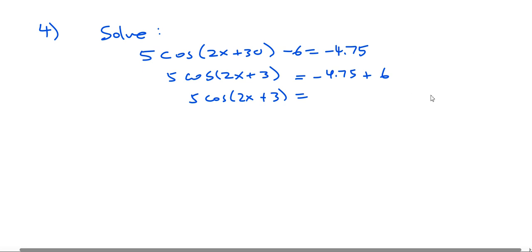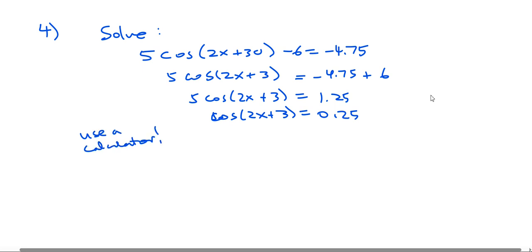$1.25. So let's go 1.25. Now I'm going to divide both sides by 5. So I'm going to have cosine of 2x plus 3 equals 1.25 divided by 5, which is 0.25. Okay, now cosine of something is 0.25 or 1/4. That is not a special angle. So I'm going to have to use a calculator here for this angle. So I'm just going to write here, use a calculator. And I'm going to say because it's not special.